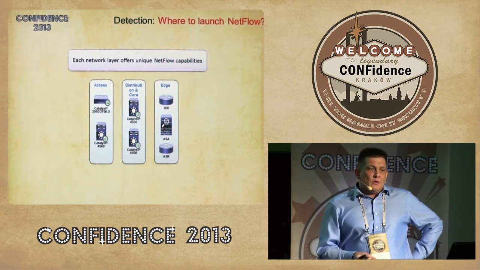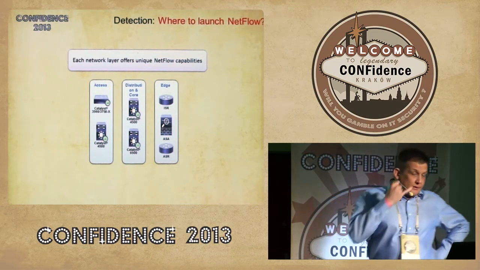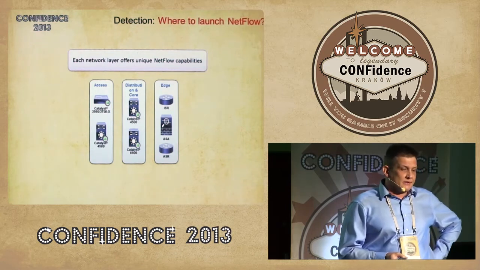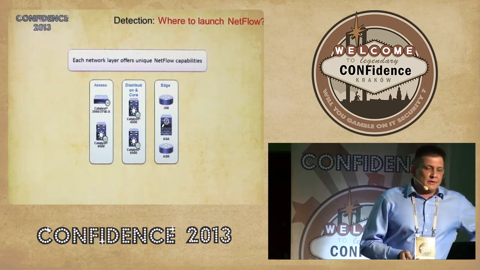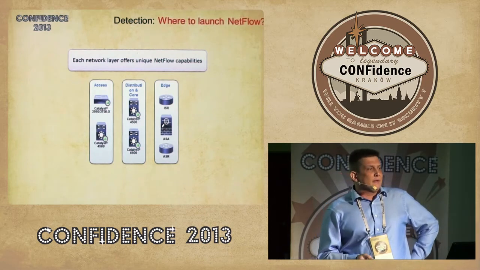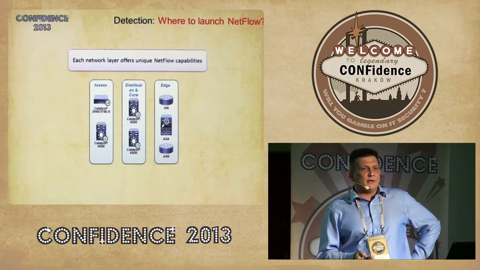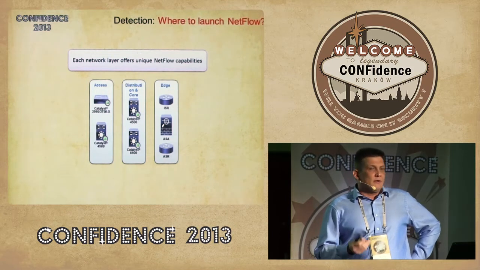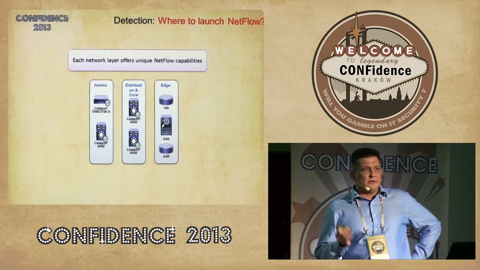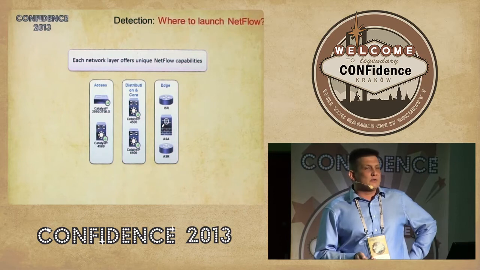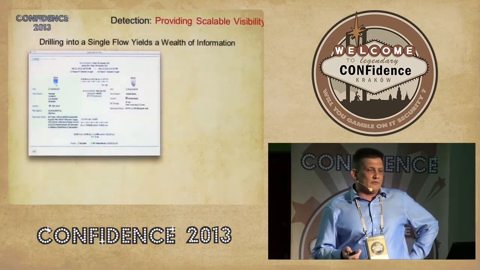So, where do you use NetFlow? There are different possibilities in the network. One of them is at the access point. One is distribution and core, and one could be the edge. There are different machines at the different places which can deliver different information to you. If you want to see everything that's going on in the network, you would go to the access, distribution, and core, and also to the edge to get all the information.